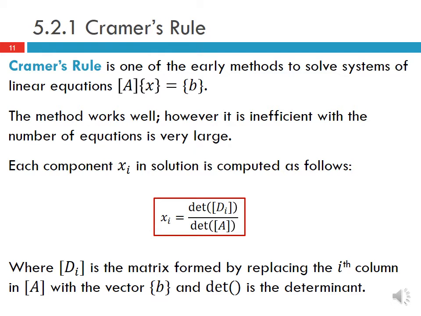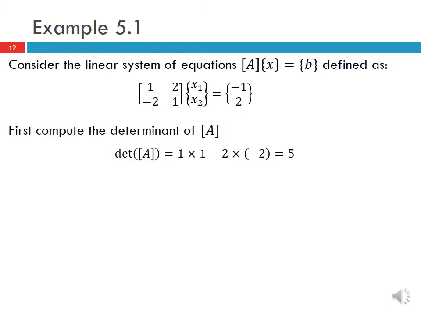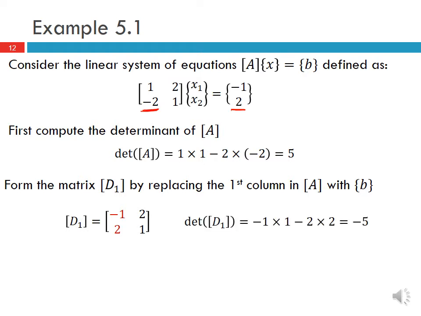So let's see how this works. Consider the system of equations Ax = b defined as shown here. The first thing we want to do is to compute the determinant of A. In this case, the determinant of A is equal to 5. Then we need to form our D matrices. First we'll form the matrix D1 by replacing the first column in A with our vector b. You can see I have replaced the first column in A here with my vector b, as shown in red here. Then I find the determinant of my matrix D1, which is -5.